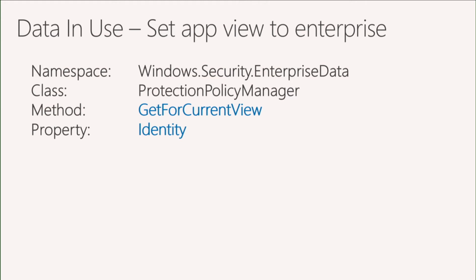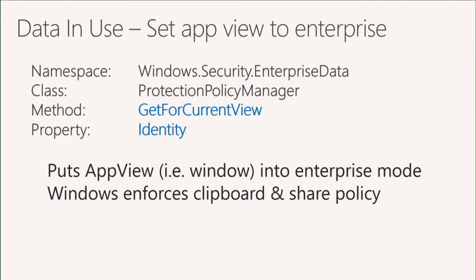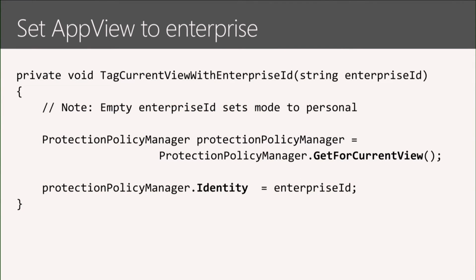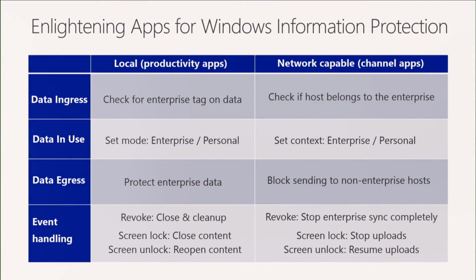In a universal app, the idea of a window is called an app view, and you can get a protection policy manager instance for your view with the get for current view. Once you have your protection policy manager, you can set the identity on that. That lets us know to protect the clipboard, your drag objects, your share. There you go. You could probably take this function wholesale and stick it into your code. There's the get for view, and you apply your ID.